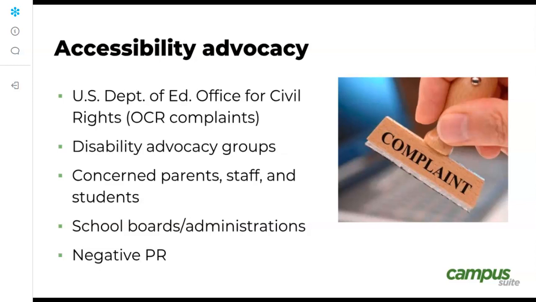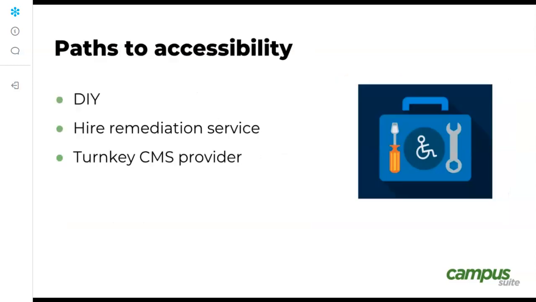There are groups on Facebook that are calling schools out. There are concerned parents, staff, and students, perhaps within your own school, that might point issues out to you. And then, of course, school boards and administrations themselves are taking it upon themselves to make their web content accessible. And of course, schools are exposed, if not through civil action, then through bad press, that negative press that surrounds being insensitive to those with disabilities. So there's a lot of advocacy, a lot of reasons why your website needs to be accessible.